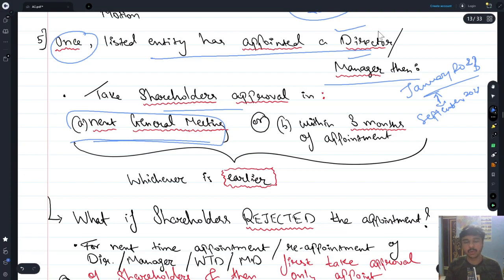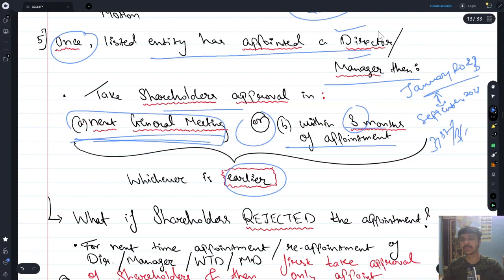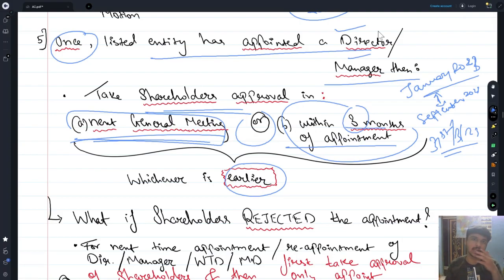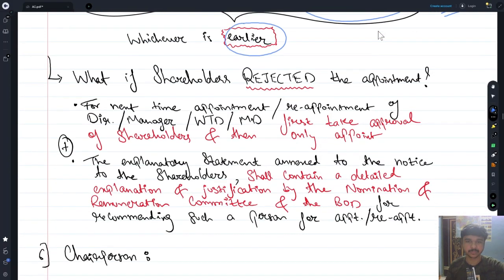So either you take the approval of the shareholders in the next general meeting or within 3 months of appointment, whichever is earlier. See, again our lucky number 3 coming. So January, February, March. Before 31st of March 2023, you need to take the shareholders' approval. So you convene a general meeting for him, or whatever other ways are possible that we have studied in our senior KGCA inter, you can go with them, right?